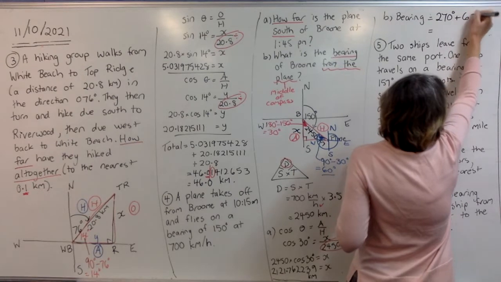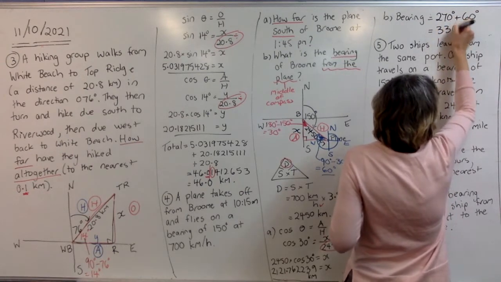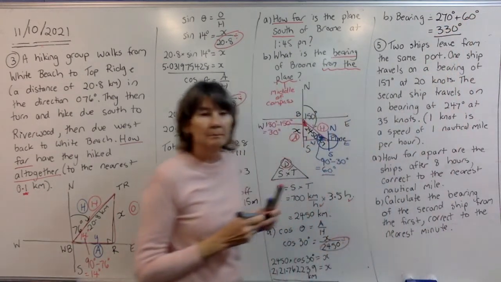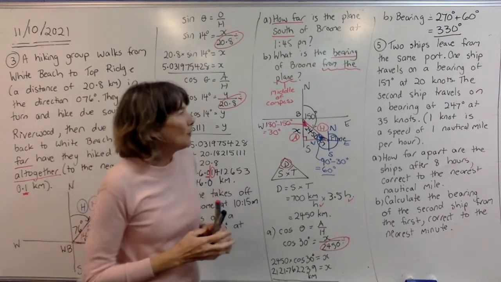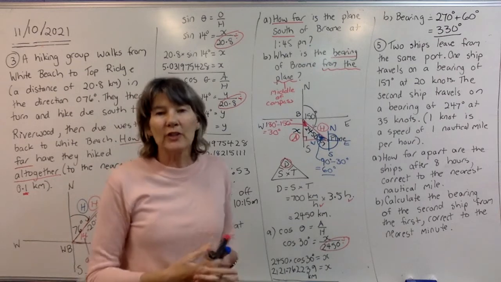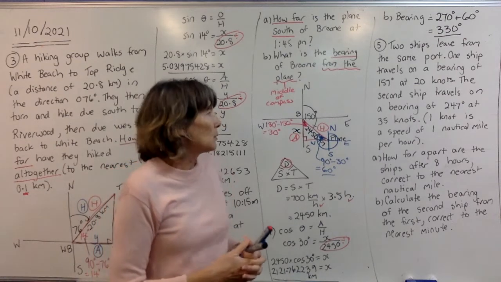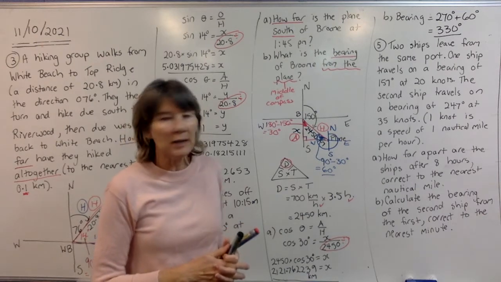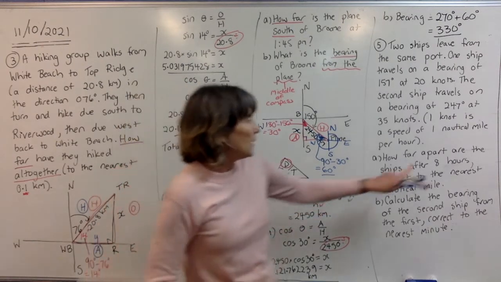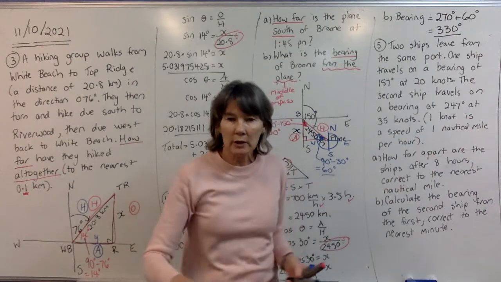Now if we add those together, you get 330 degrees and that's your bearing. Okay, number 5, we've got 2 ships leave from the same port. They should have said at the same time, they didn't, but that's what they mean. One ship travels on a bearing of 157 degrees at 20 knots. Now down the bottom they've explained what a knot is.